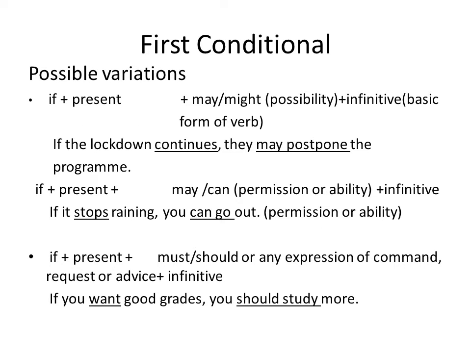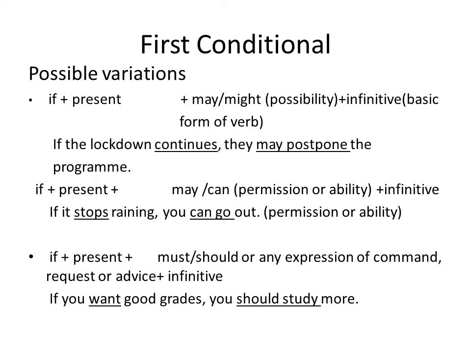Here are some possible variations of the main clause in the first conditional. In the main clause, instead of will or shall plus verb's first form, we can also have may or might plus infinitive, which expresses possibility. For example, if the lockdown continues, they may postpone the program.